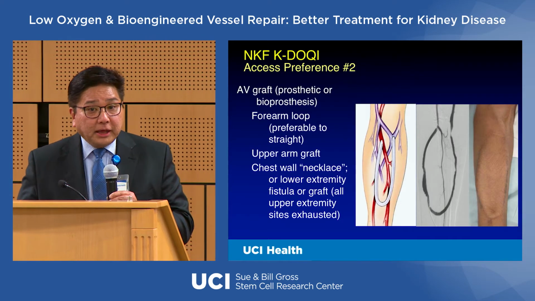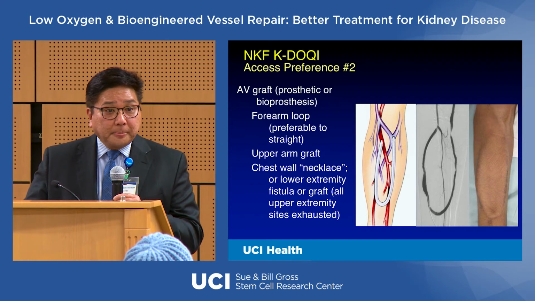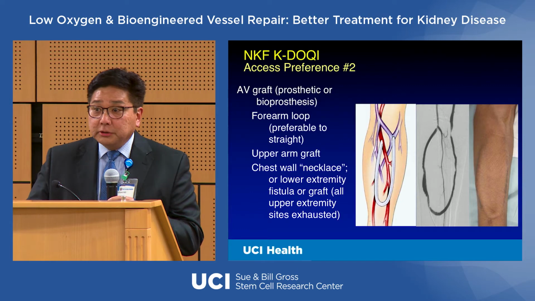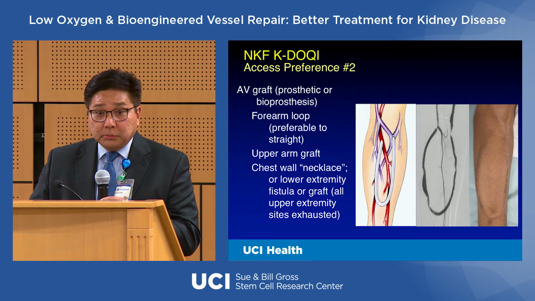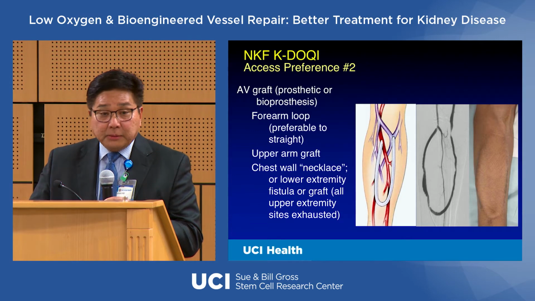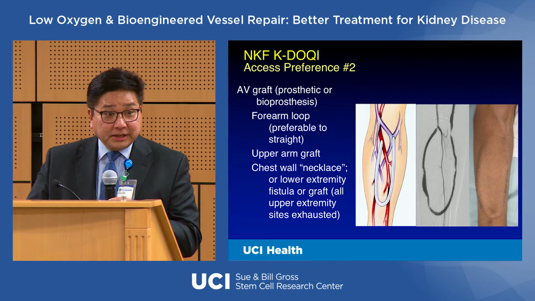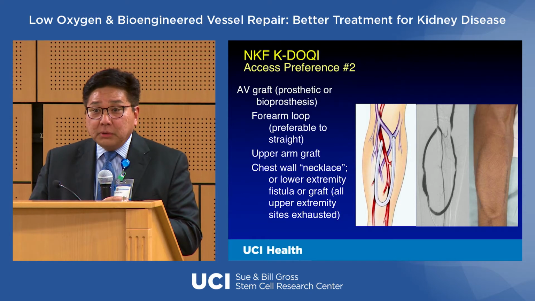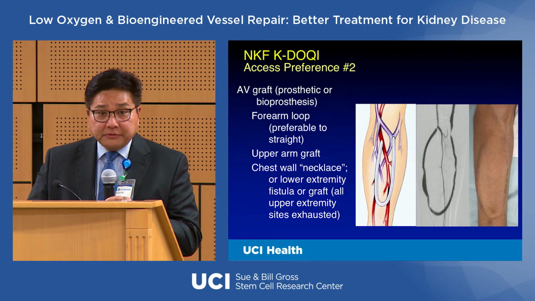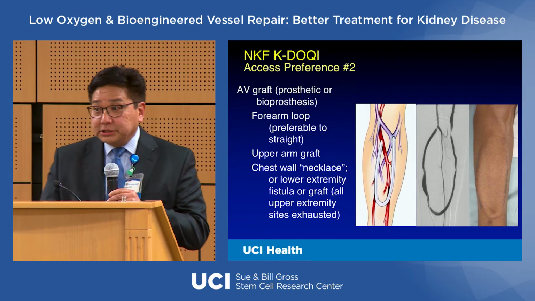So if we don't have that, the second option then is to use an artificial conduit. And most often the conduit we use now is made out of a prosthetic material, most often Gore-Tex. The chemical term we use is expanded polytetrafluoroethylene, or ePTFE for short. It's a tube that's made from the PTFE, and we sew it into patients on both the arterial and venous ends, and that ends up being the way that patients get dialysis.